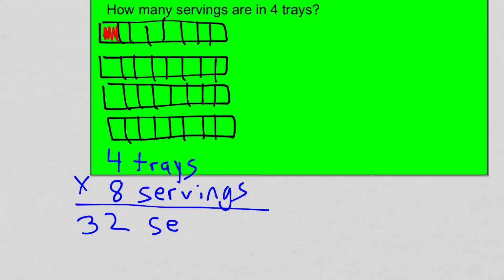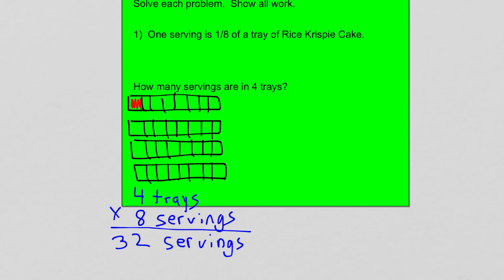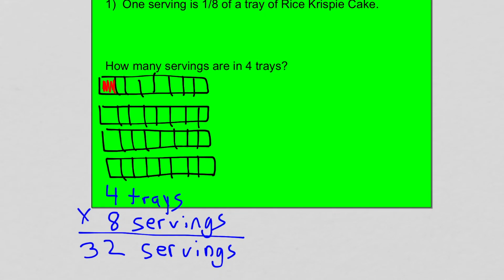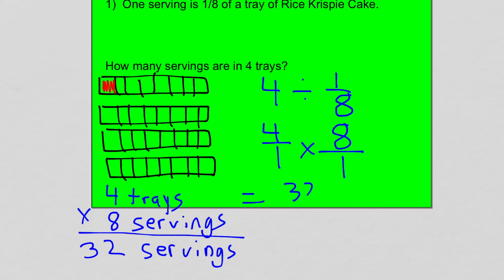So this was a multiplication question, a multiplication of whole numbers. But I can see it as a division question as well. You could have done this. Okay, you have 4 trays. How many 1/8s are in 4? 4 divided by 1/8. And here's the relationship between multiplication and division, right? I would solve this by multiplying by the reciprocal, or keep, change, flip. And then you essentially get the 4 times 8, right? 4 times 8 is 32 over 1, which is equal to 32 servings. Either way you slice it up, you still get the same answer.